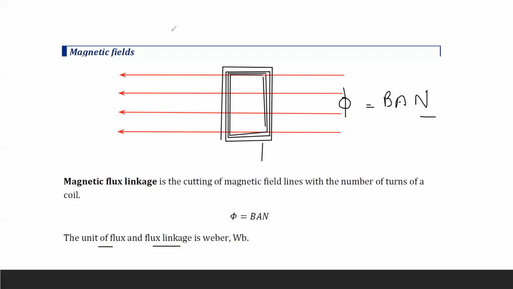Is it clear? So when we calculate for one turn, we call that flux, but when we calculate for n turns, we call that flux linkage or magnetic flux linkage. Is this part clear?